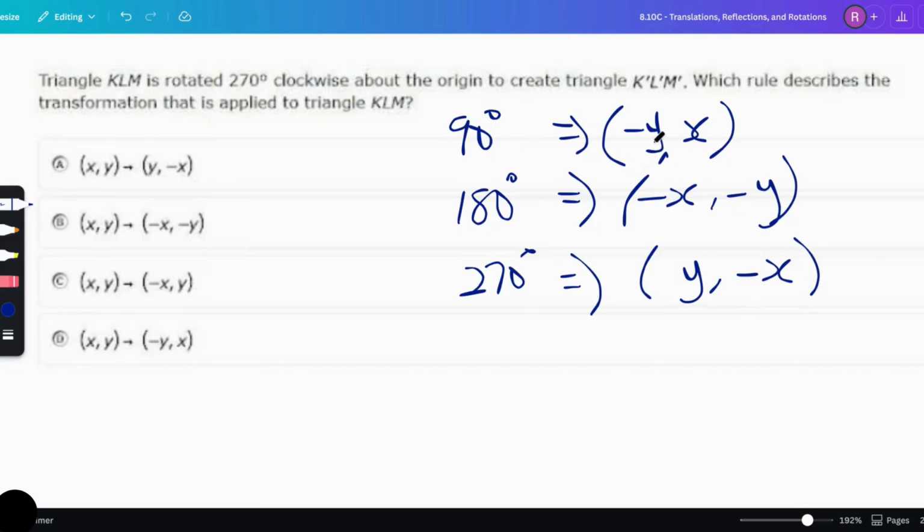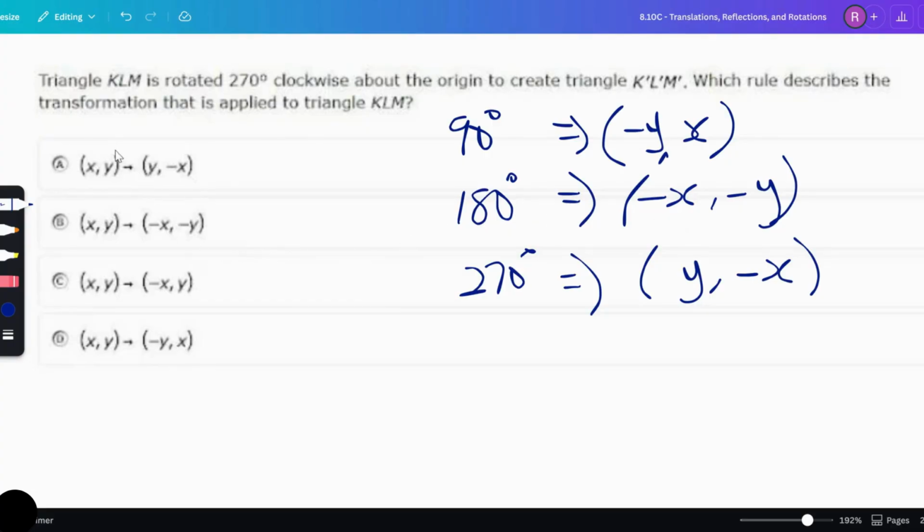For 90 degrees we swap and y changes sign. For 270 degrees we swap but x changes sign. But for 180 degrees, both signs change. We do not swap, we only change the signs.